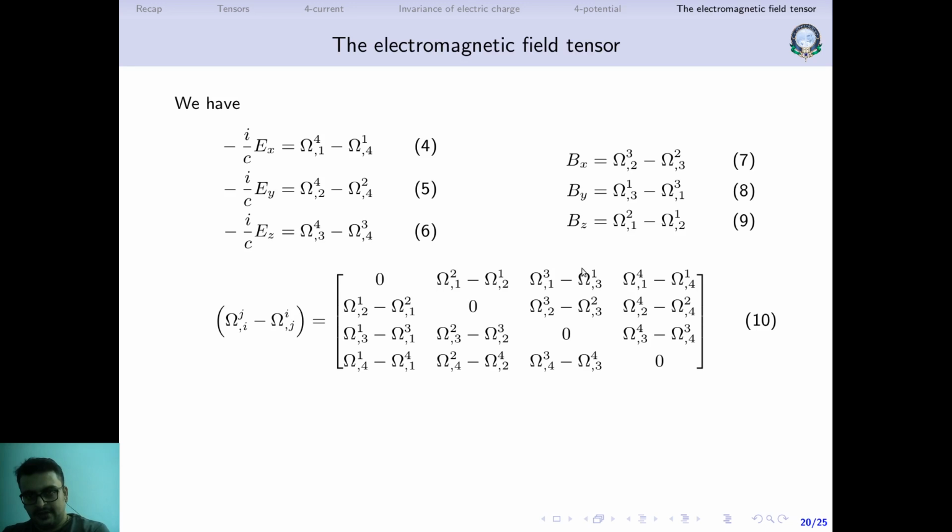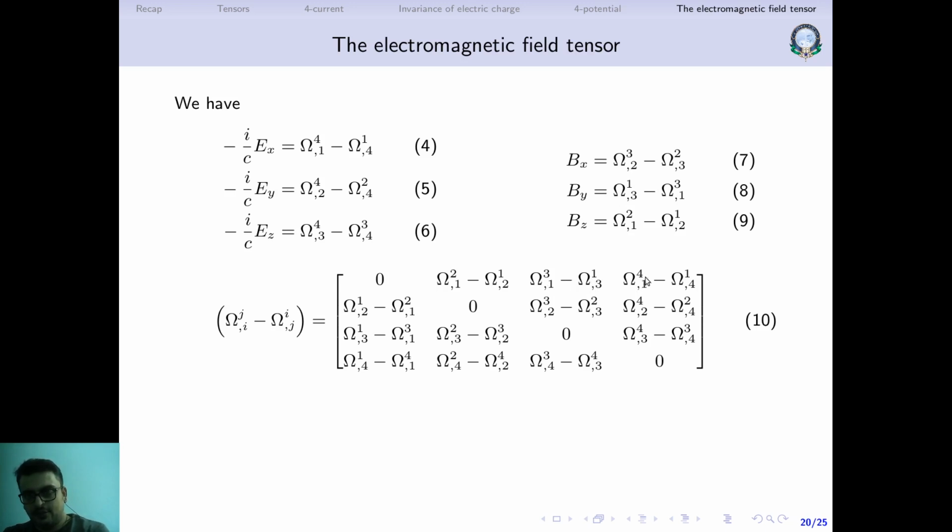Omega 3 comma 1 minus omega 1 comma 3. So where is omega 3 comma 1? Okay, we have here omega 1 comma 3 minus omega 3 comma 1. And here it is omega 3 comma 1 minus omega 1 comma 3. That means this component must be minus By. Okay, so Bz, minus By.